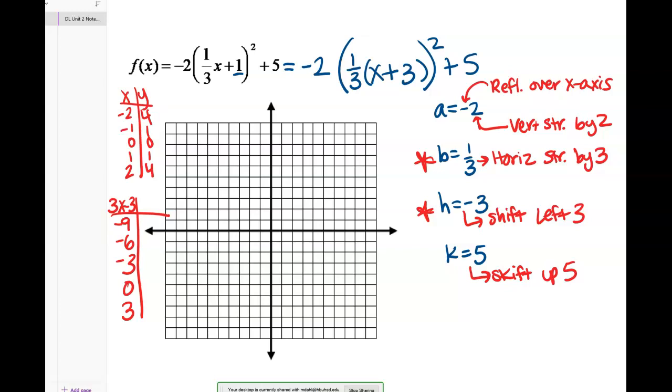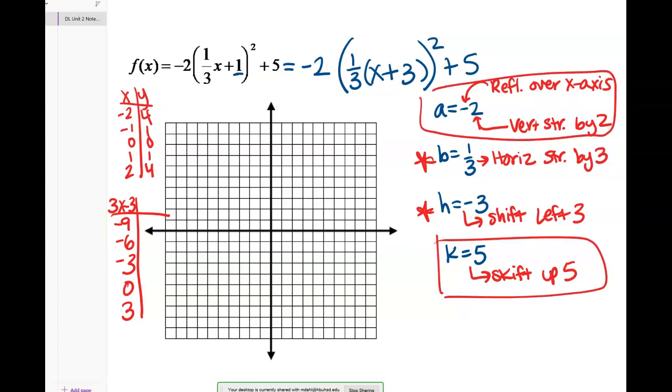Then I'm going to do all my vertical stuff. My vertical stuff is here and here. A reflection and a stretch both multiply the value, because multiplying it by a negative will change it from a positive to a negative or a negative to a positive. So I'm going to have negative 2y, and then plus 5 because it's going up 5.